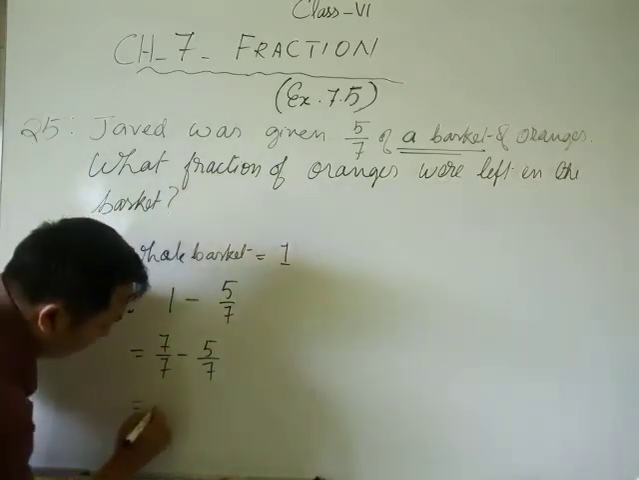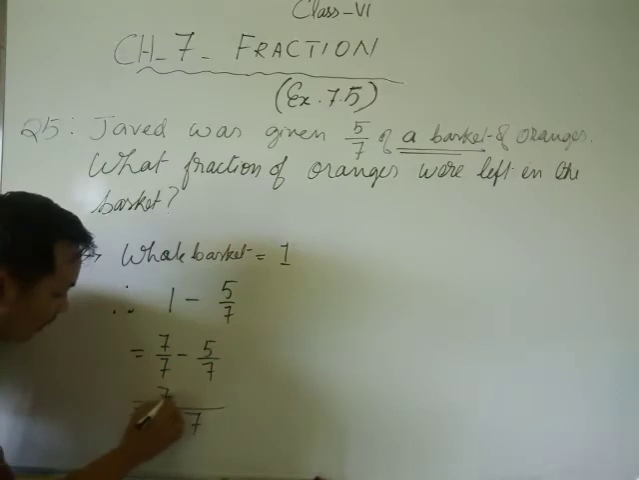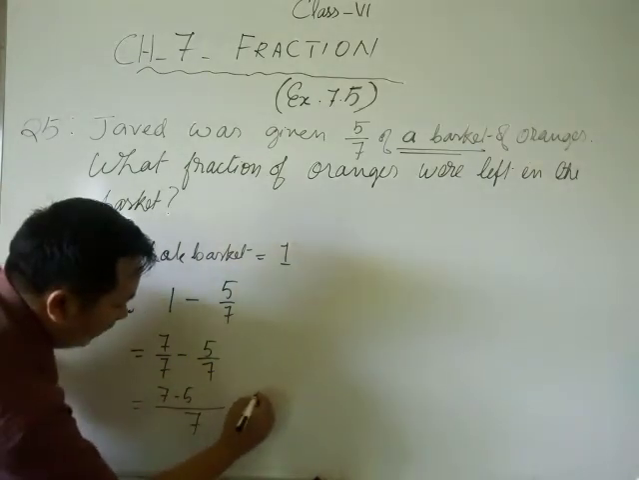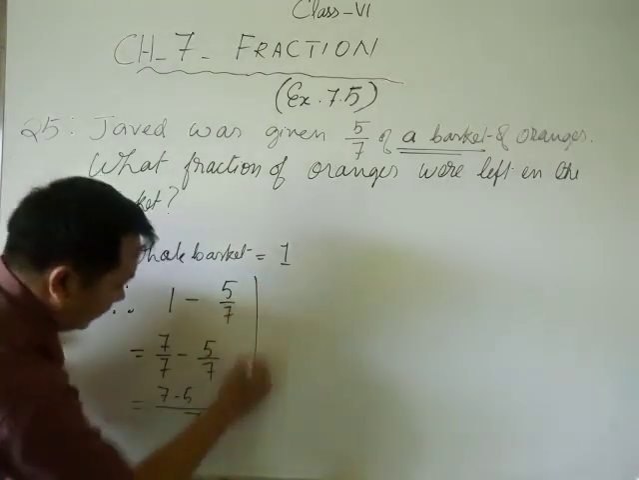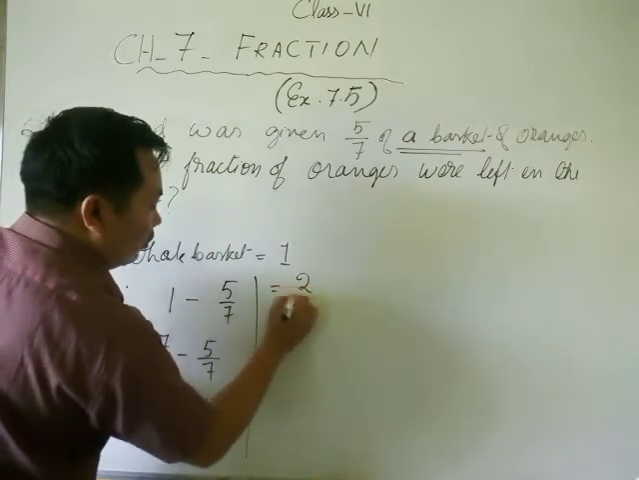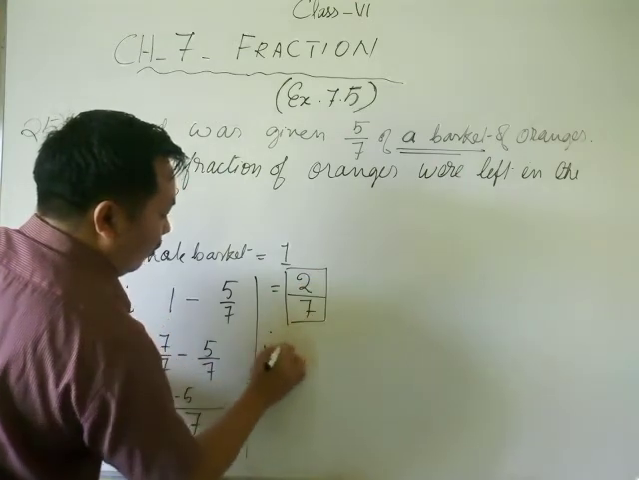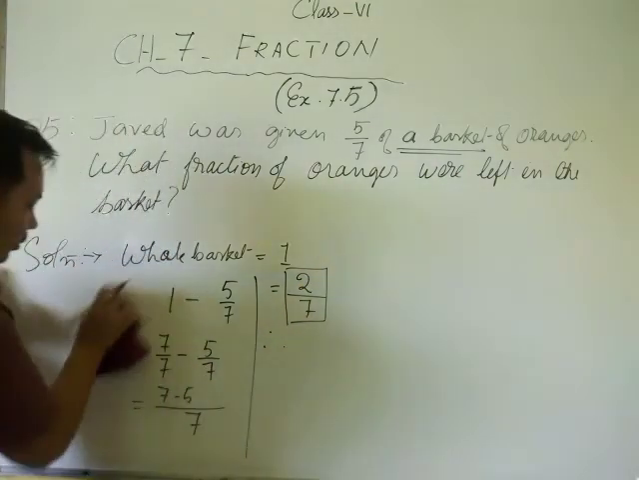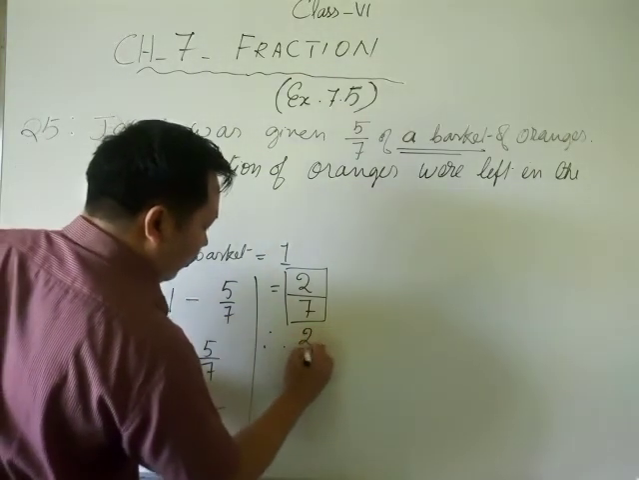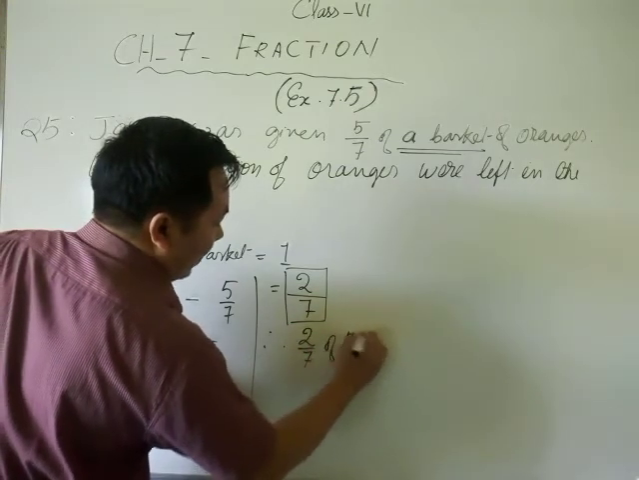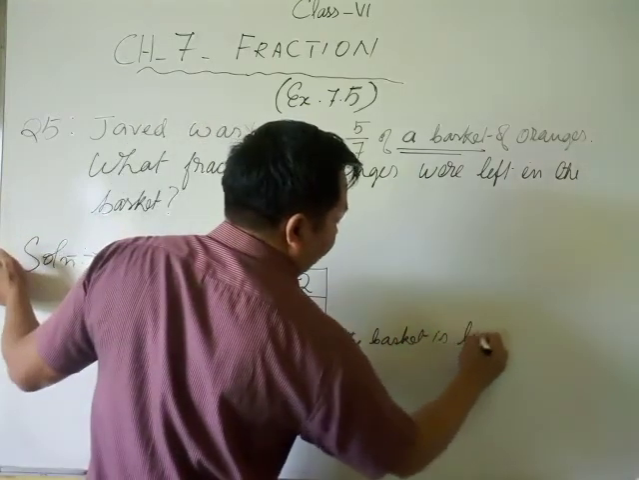After that, we get 7 as the common denominator, and then 7 minus 5. How much do we get here? 7 minus 5 is equal to 2 by 7. So 2 by 7 is the answer. Therefore, 2 by 7 of the basket is left.